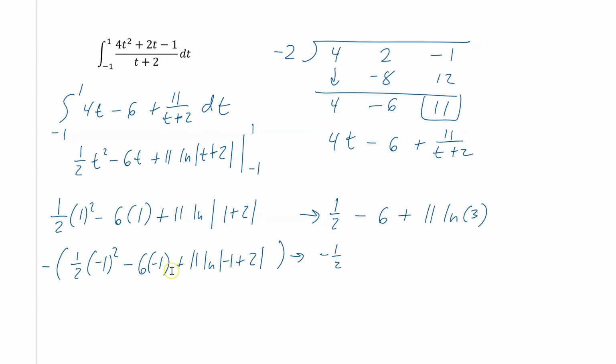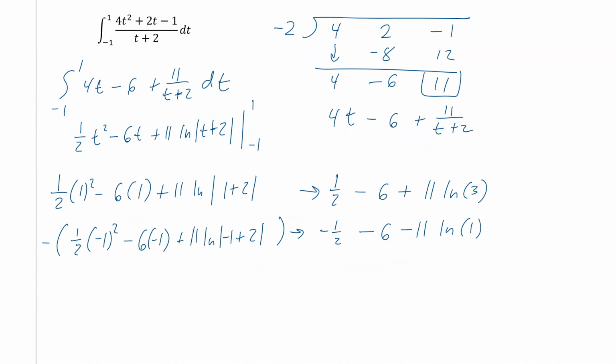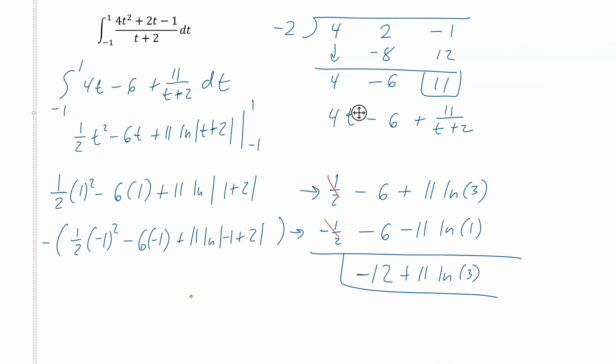And then the bottom would be minus, and then this is a half, so negative 1/2. And then that would be positive 6 minus 6. And then minus 11 ln of 1, which is 0. So nice little quick cancel. So we end up with negative 12. And then plus 11 ln of 3, because negative 11 ln of 1 would be 0. ln of 1, 0. So that is what we should have for our answer.